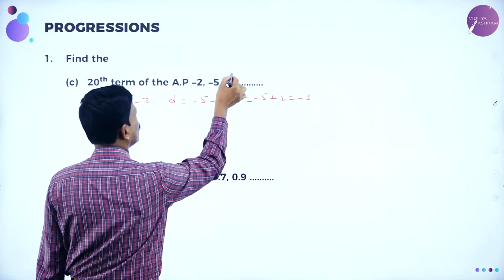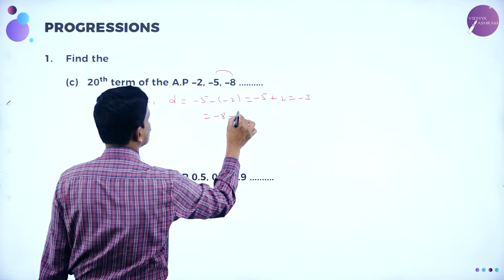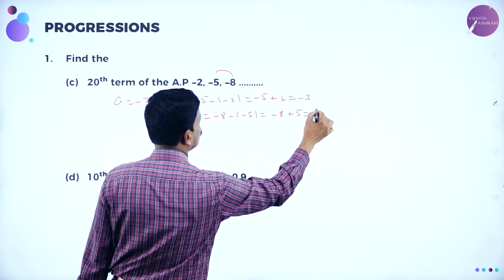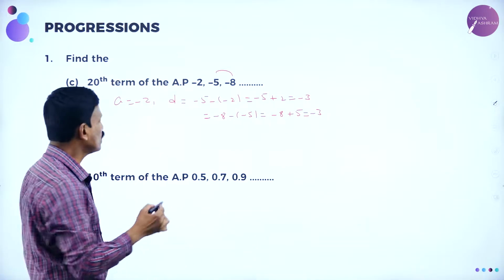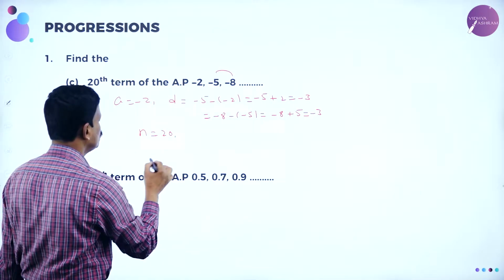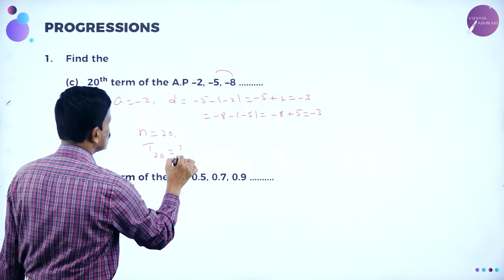Or if you want, you can verify with this also. Minus 8 minus of minus 5, that is minus 8 plus 5, which is equal to minus 3. Common difference is minus 3. And what is required to find is the 20th term. n is equal to 20, T20 is the question mark.